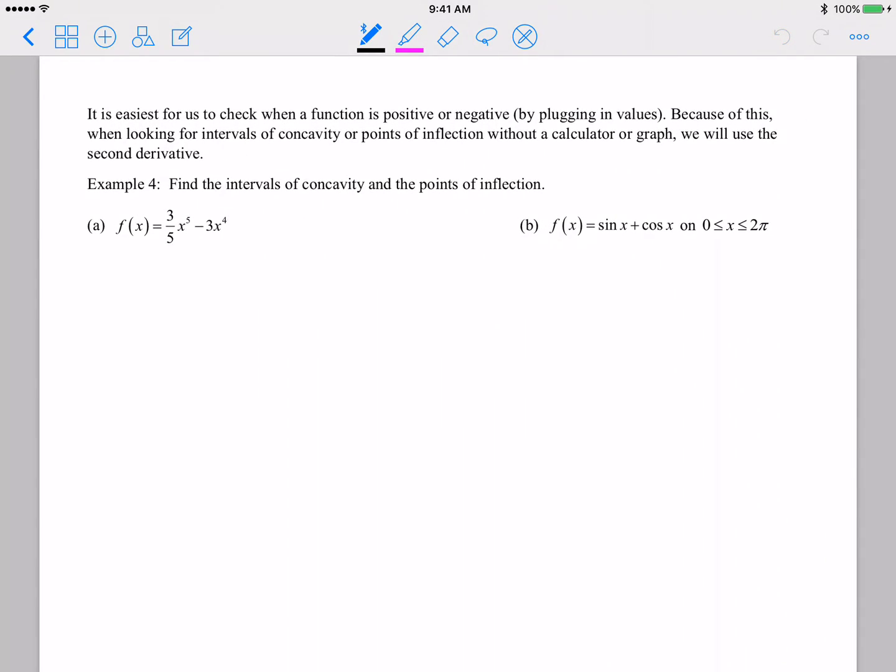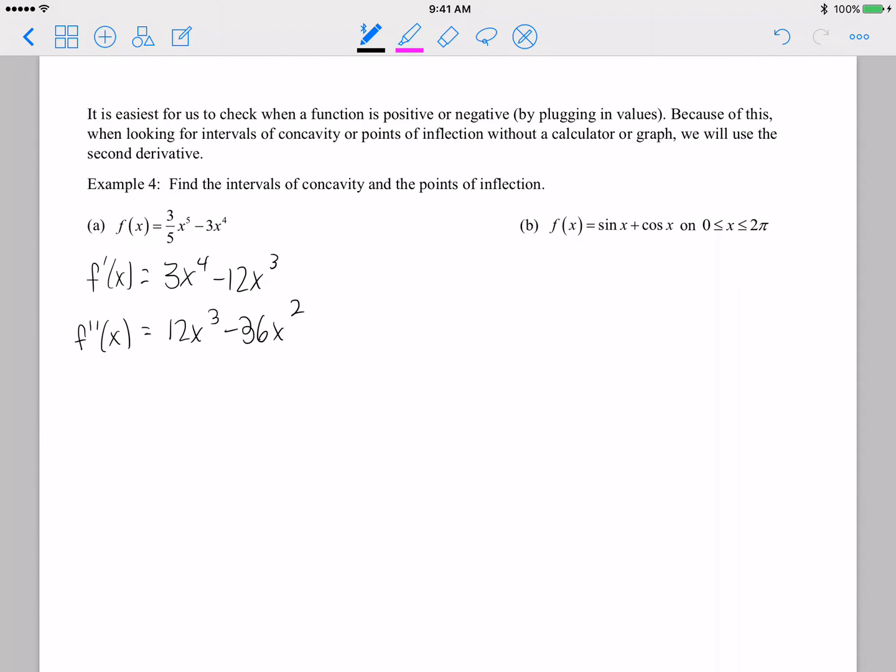Okay, so in order to check intervals of concavity, even points of inflection, it is always easiest just to look at the second derivative if you don't have a calculator or if you're not looking at a graph. So example 4, find the intervals of concavity and the points of inflection. Okay, so example A, we have this function. We're going to take the first derivative, which is going to say 3x to the 4th minus 12x cubed. And so that means that the second derivative is equal to 12x cubed minus 36x squared.